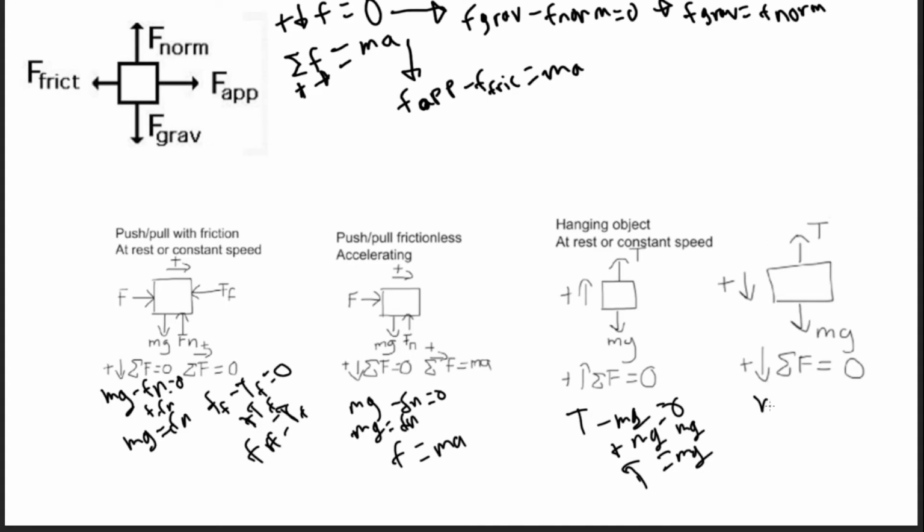Now this time it's going to be mg minus T, because tension is not the negative value, and that's also equal to 0. And so we just have T equals mg. That's it for this video, realistically.